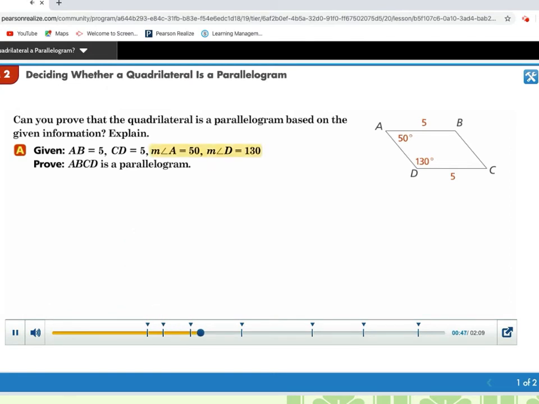The sum of the measure of angle A and the measure of angle D is 180. That means same side interior angles A and D are supplementary, so segment AB is parallel to segment CD.